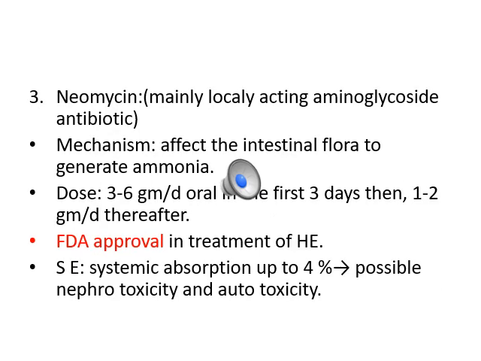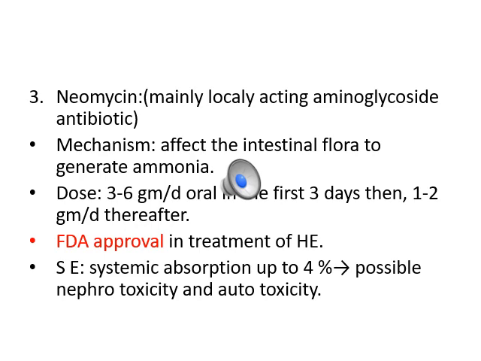Neomycin, another FDA-approved drug, is a mainly locally acting aminoglycoside antibiotic. Its mechanism of action is affecting the intestinal flora that generate ammonia. It should be given in a dose of 3 to 6 grams per day orally in the first 3 days, then 1 to 2 grams per day thereafter.